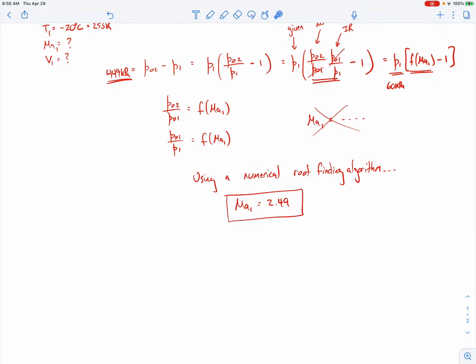By the way, the root finding method that I recommend is just using the root finding methods within Python. There's a library called SciPy that has root finding methods there.